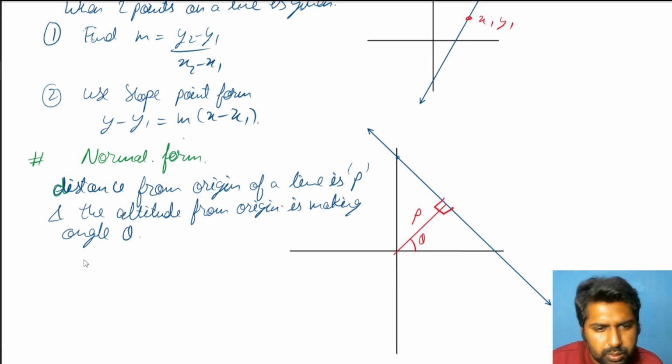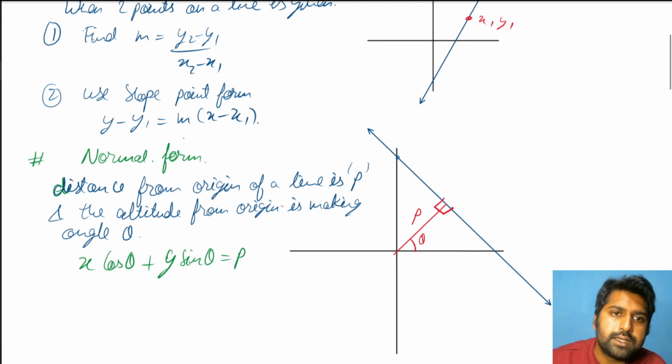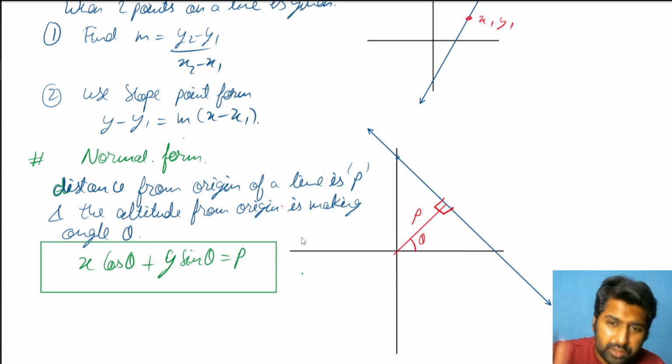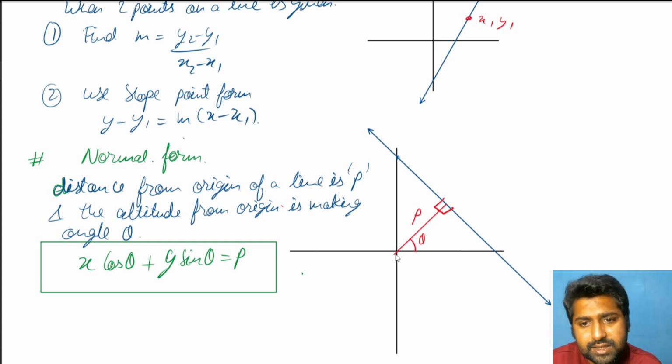It's very specific to a question, so don't worry about this. I know it looks complicated. x cos theta plus y sin theta is equal to p, and this is the only specific case in which it will actually be applied. Means if the perpendicular distance from the origin of a line is given and the angle which that line makes is given, then only it's a normal form. All right, so that was your normal form. Very specific. Let's see a question to understand the format now.